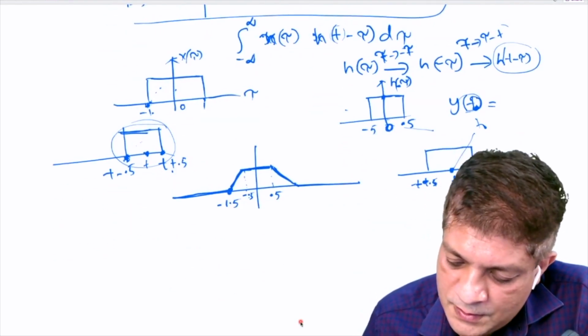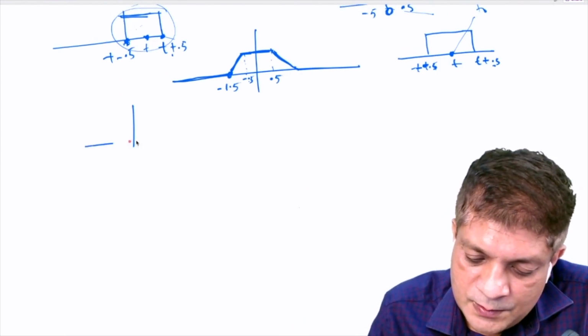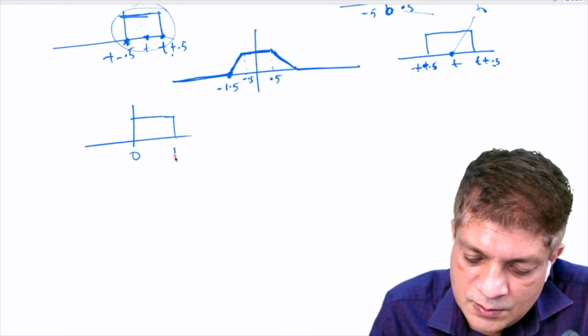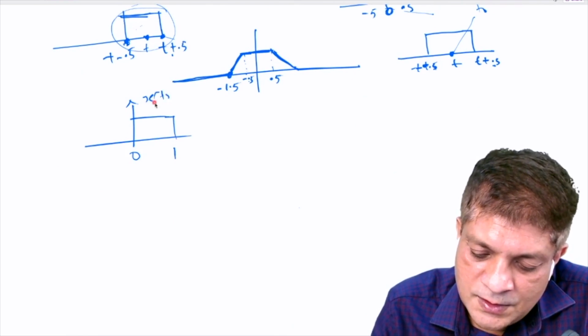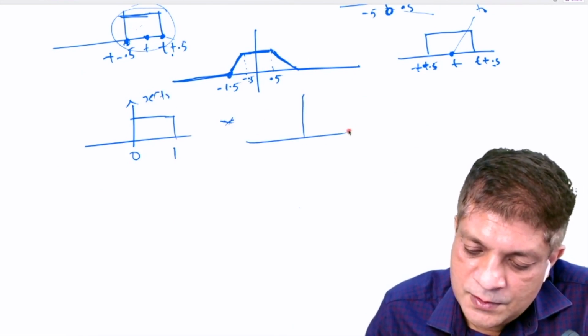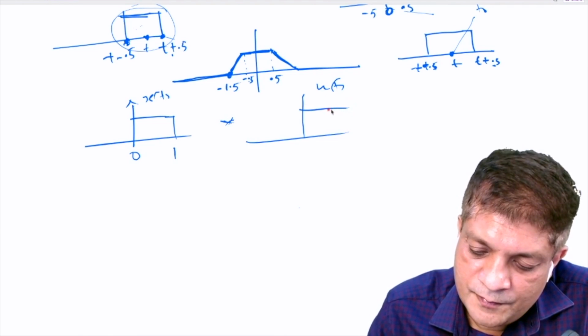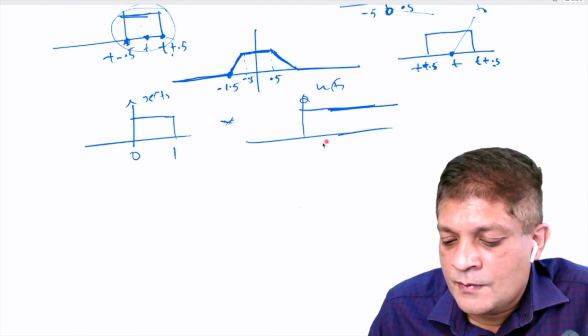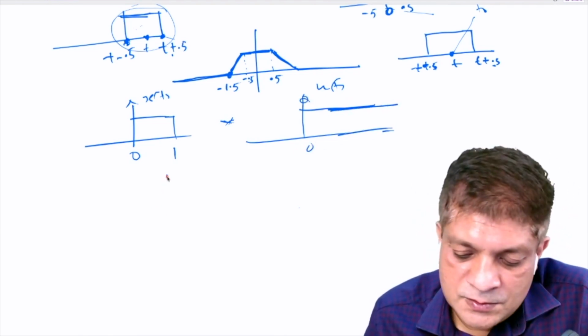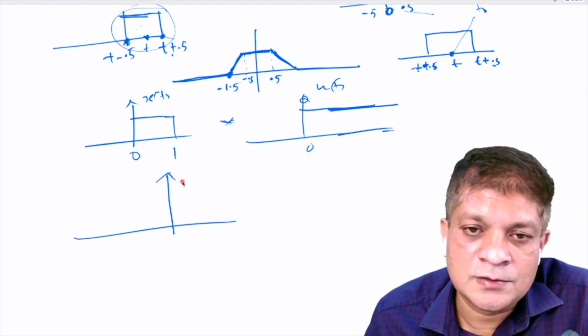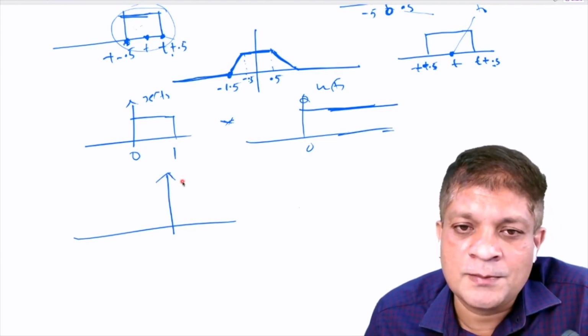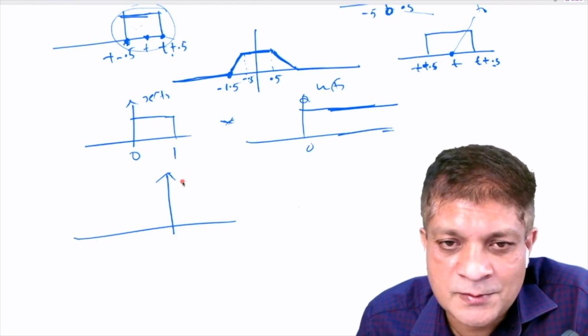Okay, now tell me this one. Convolution of these two. Let's say this is 0, 1. This is x(t). Convolution u(t). What is the convolution of these two signals? Now I'm not going to draw the intermediate signals. You have to visualize everything.